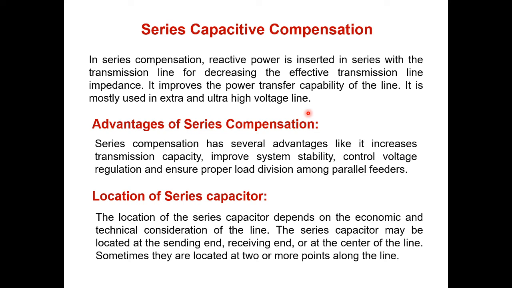Remember that basic formula. And the advantages of series compensation are that it increases the transmission capacity, improves the system stability and controls voltage regulation. These are the advantages of series compensation. In which location would I like to place the series capacitor? I can place it at the sending end side or receiving end side or at the center of the line. Sometimes we may place it at 2 or 3 more points of the line also. That doesn't matter. Depending upon the economic considerations and technical point of view, I'd like to choose these locations.